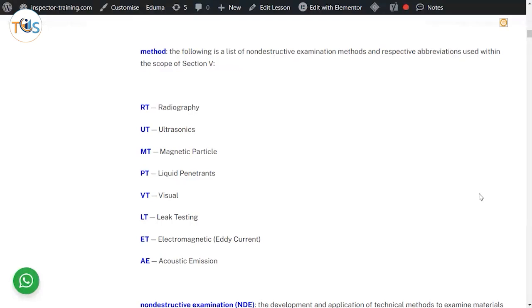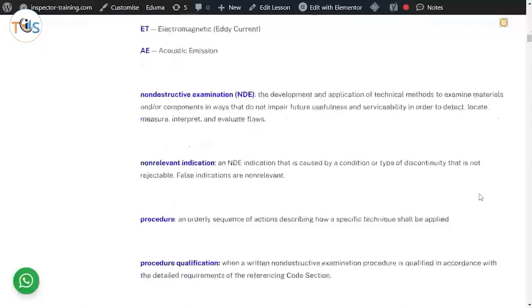So that's the difference between method and techniques. And non-destructive examination, as the name suggests, is non-destructive. It's an examination that's not damaging the component while examining the material or component in order to detect, locate, measure, interpret, or evaluate flaws, and hence non-destructive examination.